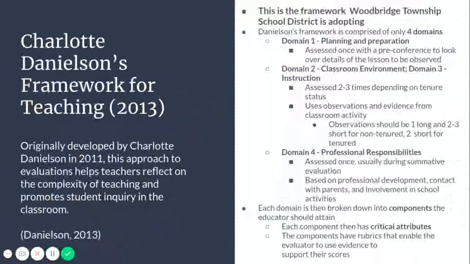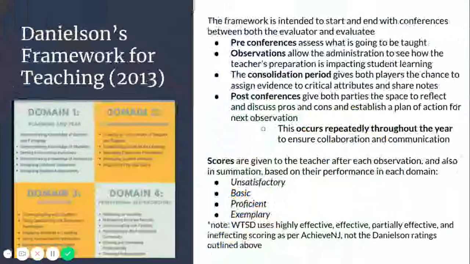Each domain, like you can see on this next slide here, is broken down into components, and each component is broken down into critical attributes. There are 22 components for Charlotte Danielson's framework for teaching. You can see, for example, domain 1, planning and preparation. One of those components is demonstrating knowledge of content and pedagogy.